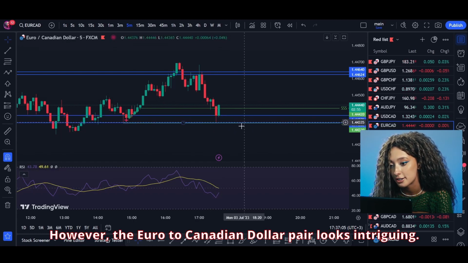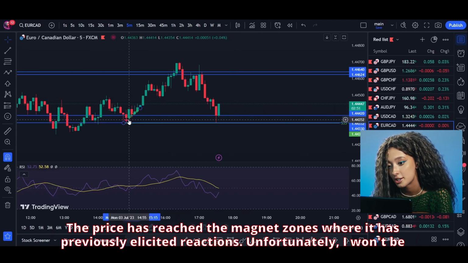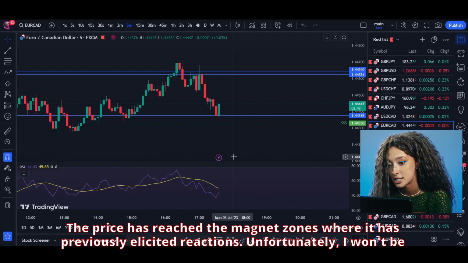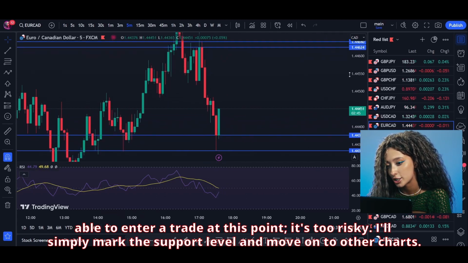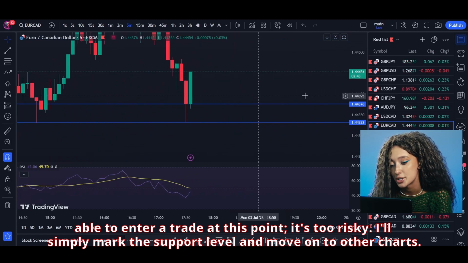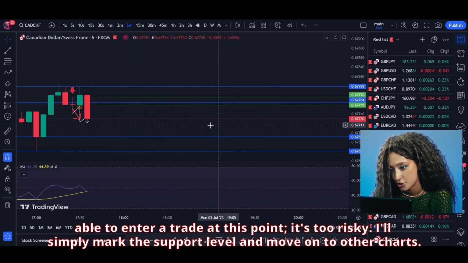However, the euro to Canadian dollar pair looks intriguing. The price has reached the zones where it has previously produced reactions. Unfortunately, I won't be able to enter a trade at this point. It's too risky. I'll simply mark the support level and move to another chart.